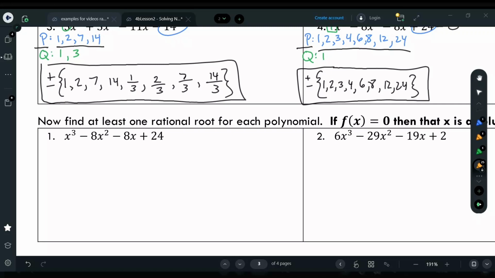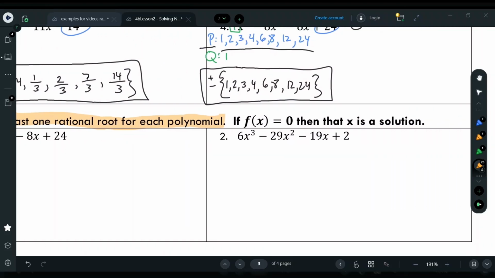Okay, for this next section, it says find at least one rational root for each polynomial. So we're going to find one solution that works. That means we'll generate the list of possible solutions, then plug them in and see if we find a solution. And look, what does it tell us here in bold? When we plug the x value in, if it equals 0, then that x is a solution. That's what we're looking for. If we get a 0, we found a solution. If it's not a 0, then it's not a solution.